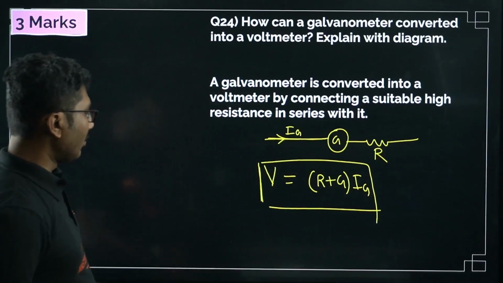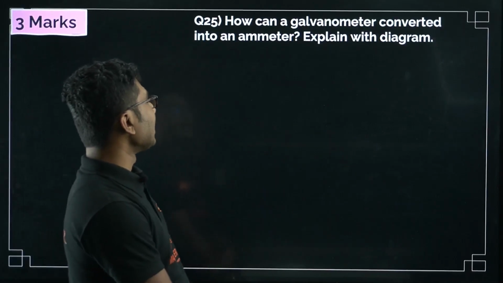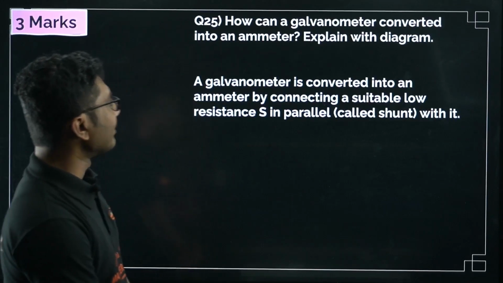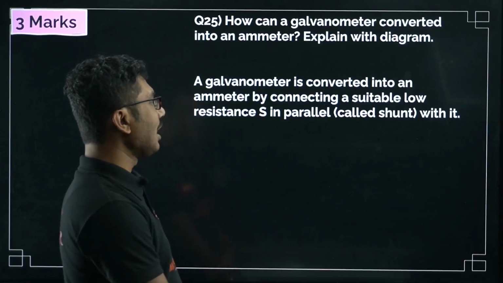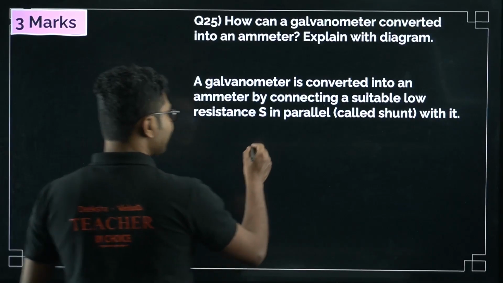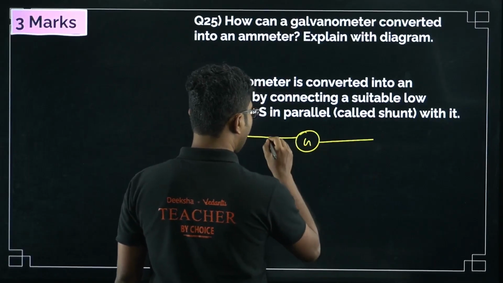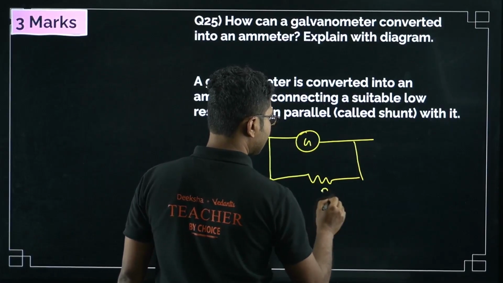Okay, now what is the next part? How can a galvanometer be converted into an ammeter? Explain with a diagram. So a galvanometer can be converted into an ammeter by connecting a suitable low resistance S in parallel, called shunt, with it. So this is slightly tricky. Here we have a galvanometer, okay, and we applied a shunt to it. Okay, say this shunt is S.